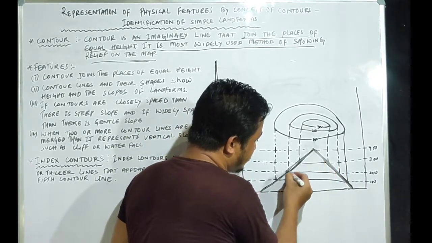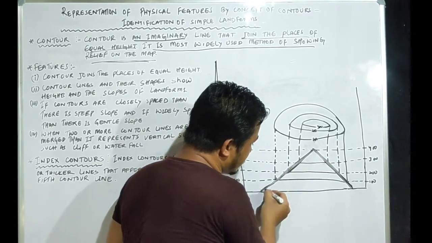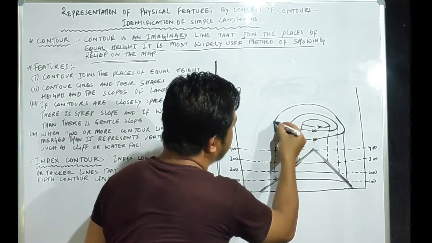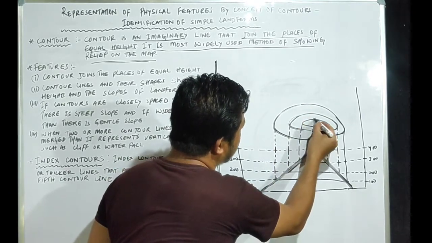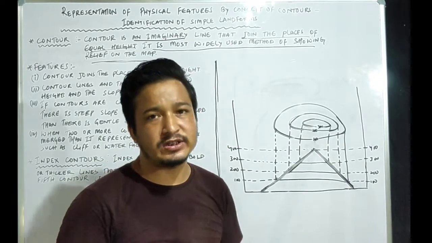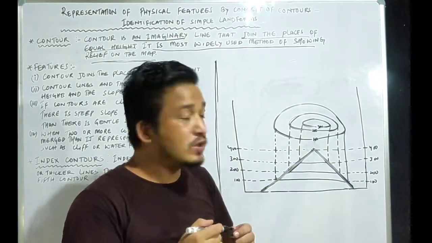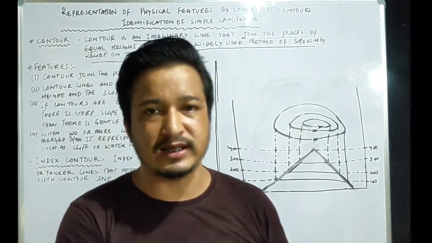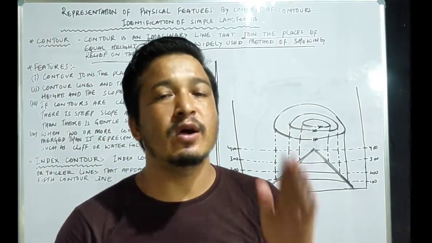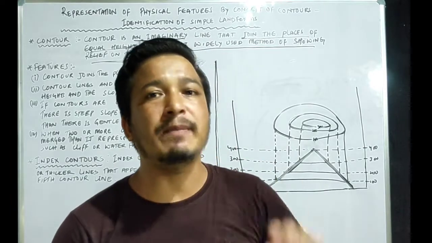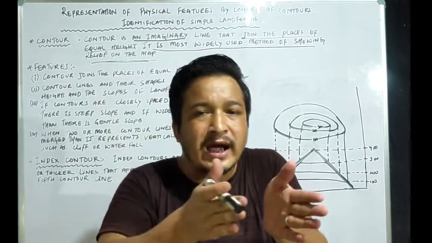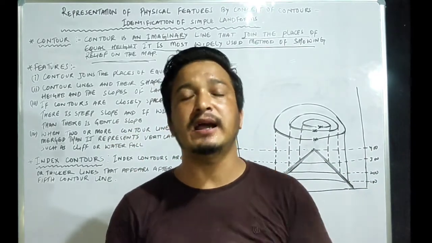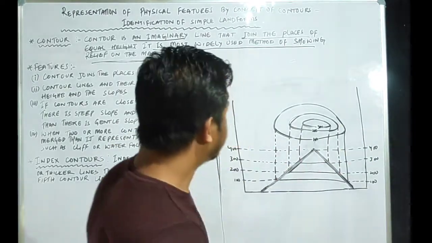And in this part, on this side, you can see we have a gentle slope. So that's why on this side you can see contour lines are far from each other, which means they are apart from each other. So by this we can say that if contour lines are very close to each other, it means this region or place will have a steep slope. And if contour lines are far from each other or apart from each other, then we can say that the slope is gentle.